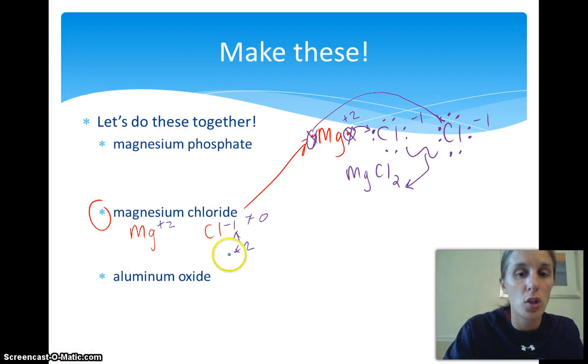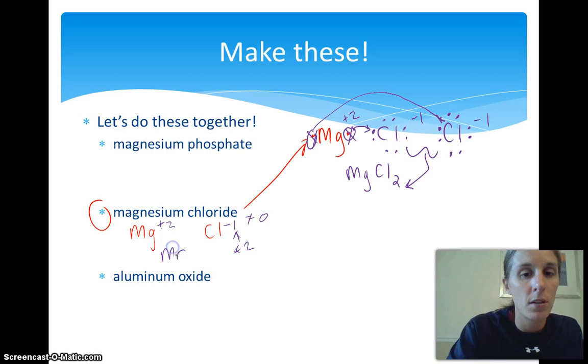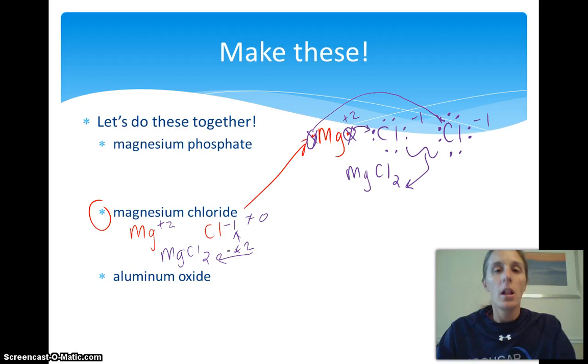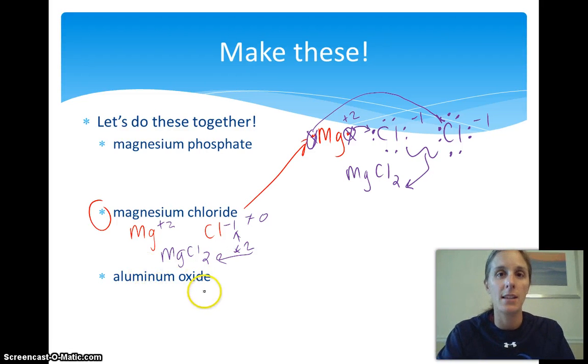So that 2 would become the subscript in my compound. Let's go ahead and look at an example that's a little bit more difficult. Let's look at aluminum and oxide.